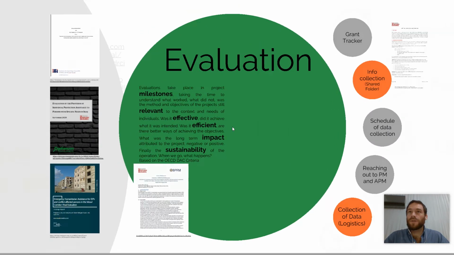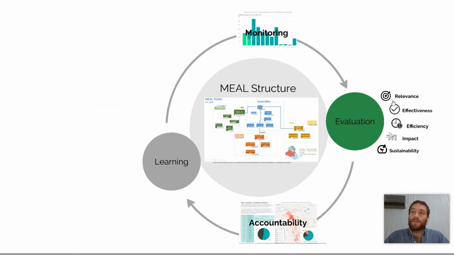So evaluation for us is based on the OECD DAC criteria. The DAC criteria has between 5 or 8, depending on if you're looking at humanitarian or development criteria. And the first one, one of the most important ones, is relevance. Relevance is whether the assistance was actually needed. Was it relevant for the population that we're giving it to?